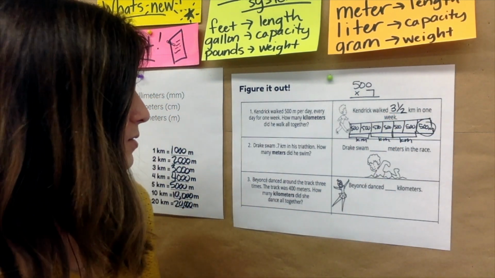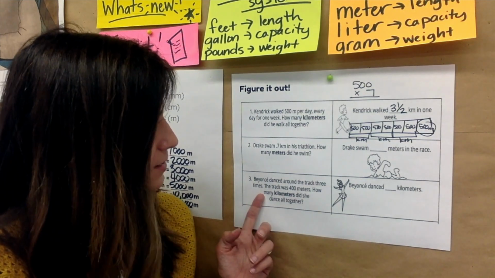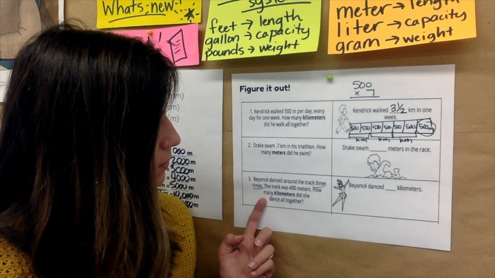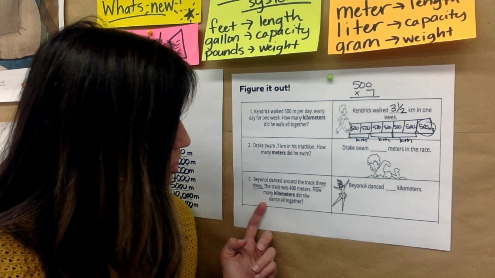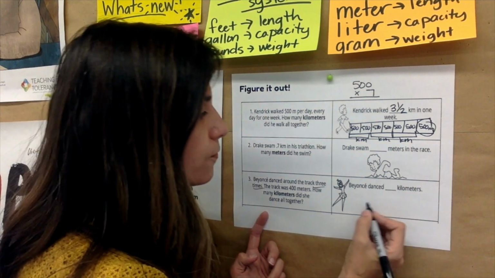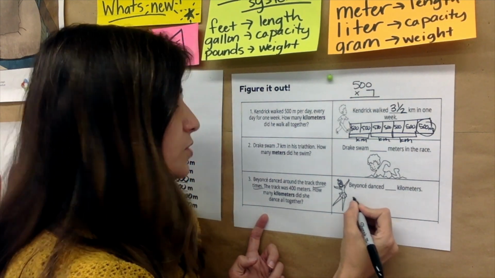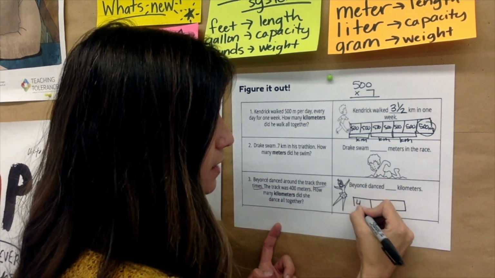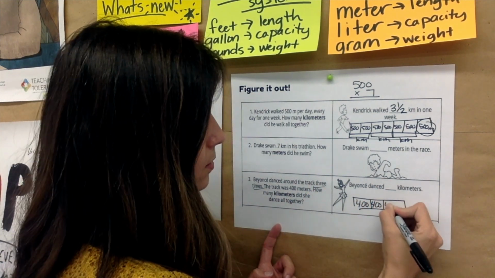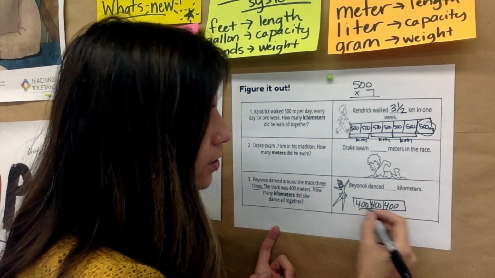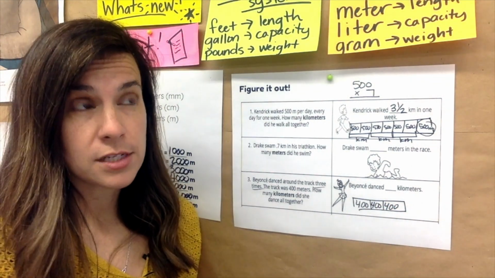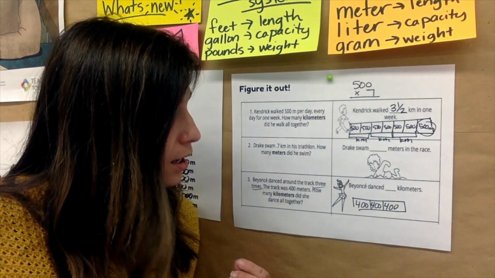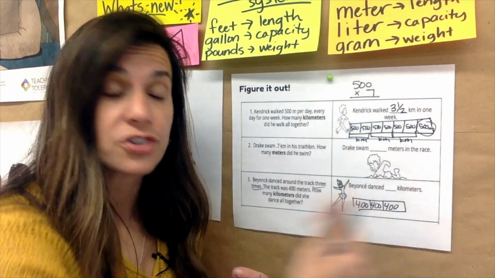Cool. Let's go down to Beyonce. Beyonce danced all around the track 3 times. Seems important. The track was 400 meters. How many kilometers did she dance altogether? So 3 times 400. That's a lot of dancing. Okay, so 400 times 3, I know 4 times 3 is 12.